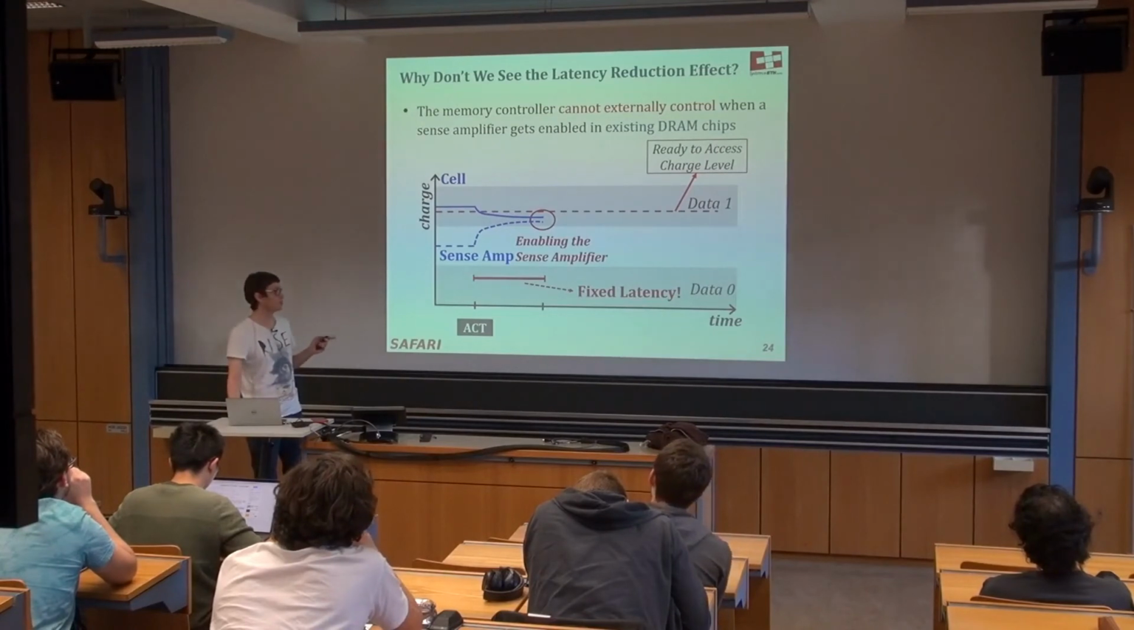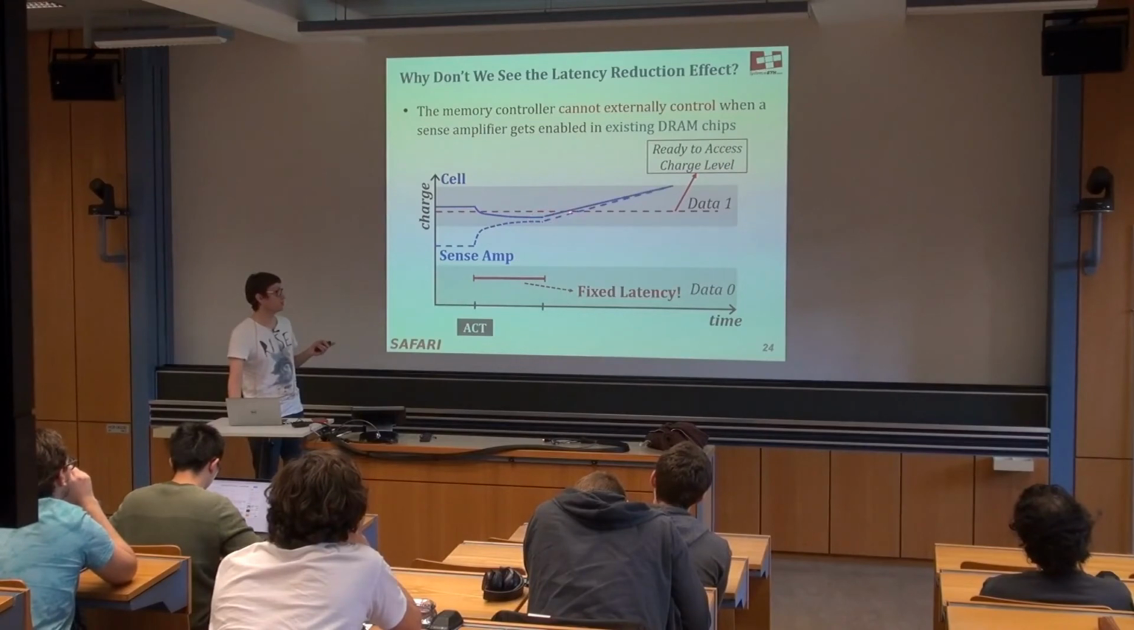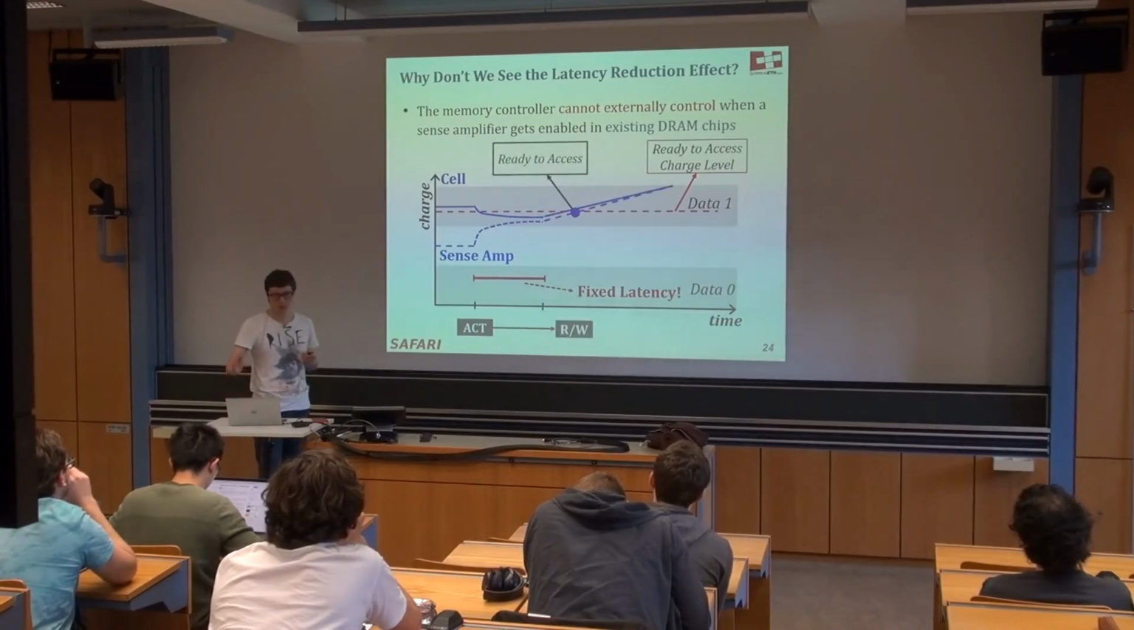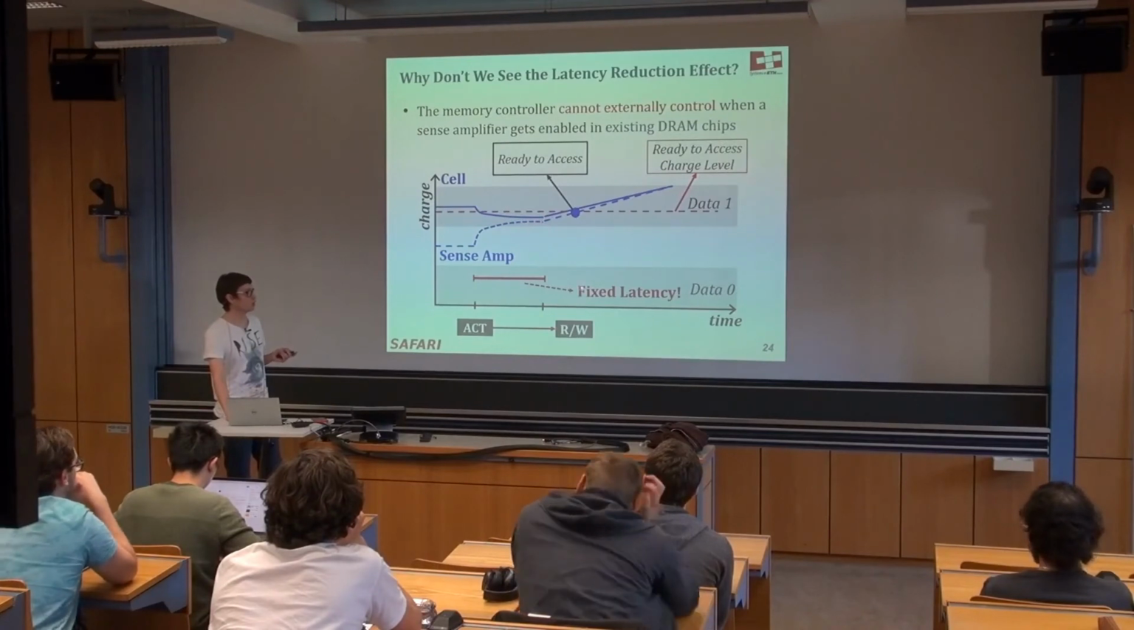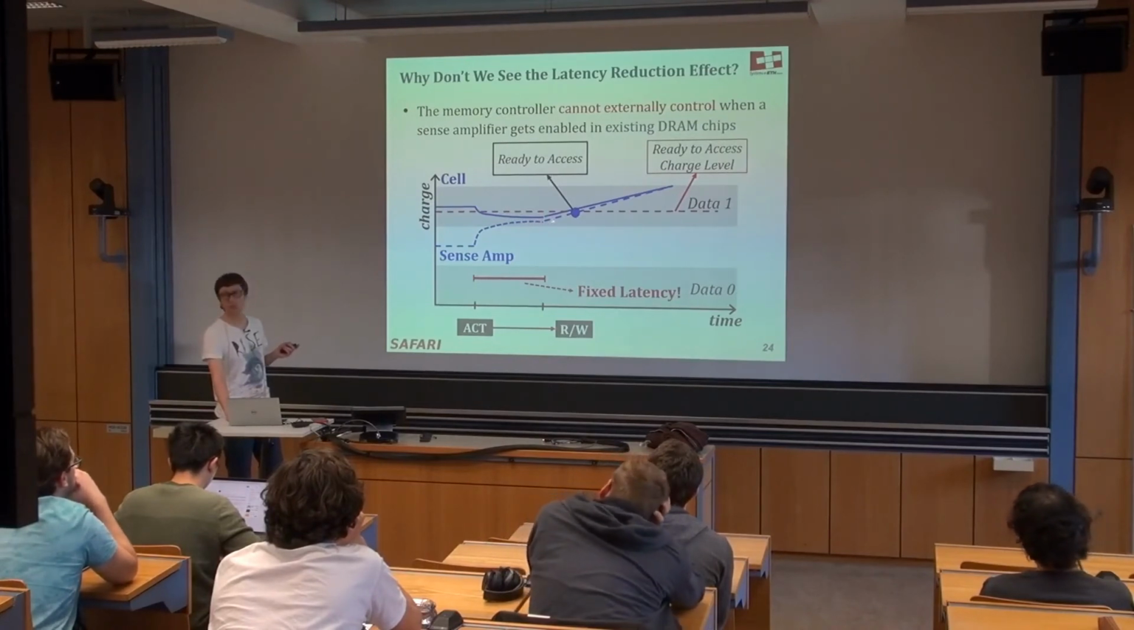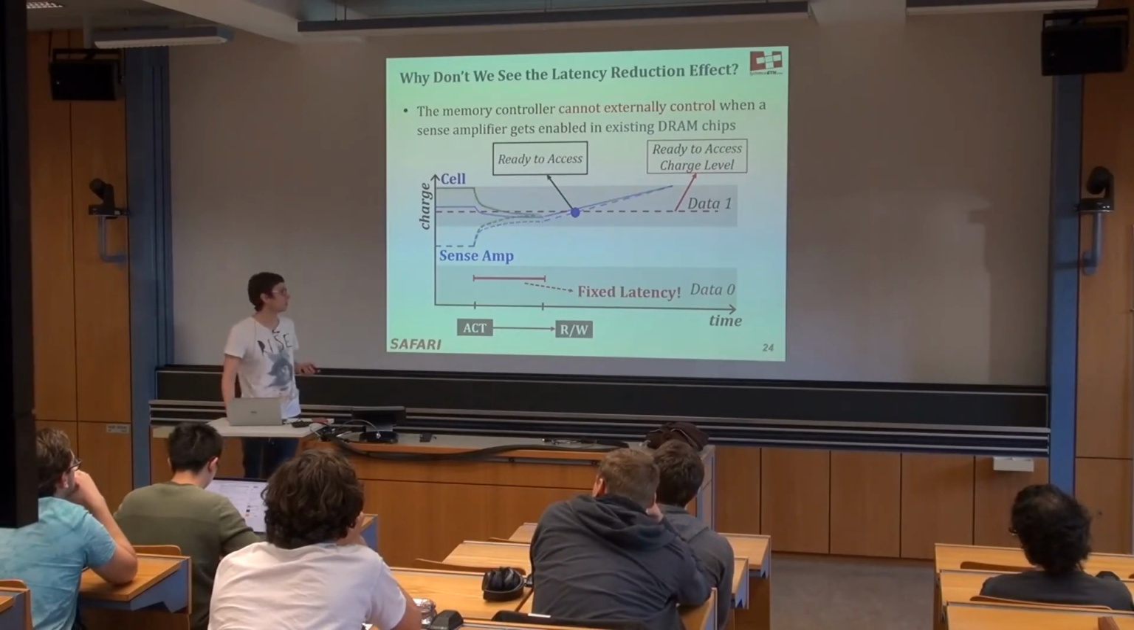So reducing tRCD doesn't help with reducing this latency over here, because tRCD is this point, right? It is something that the memory controller needs to obey in order to ensure the correct access, but it's not really changing any internal timing in DRAM. So it's not causing the sense amplifier to be activated sooner. The sense amplifier is always activated at this point of time, right? So it's some fixed latency after the activate command.